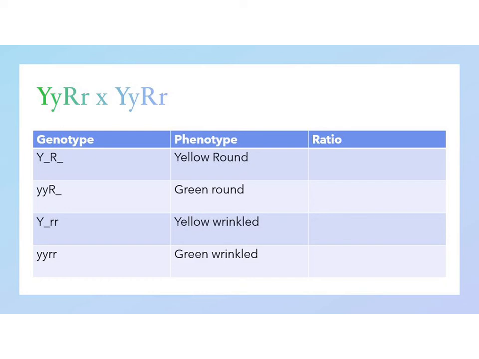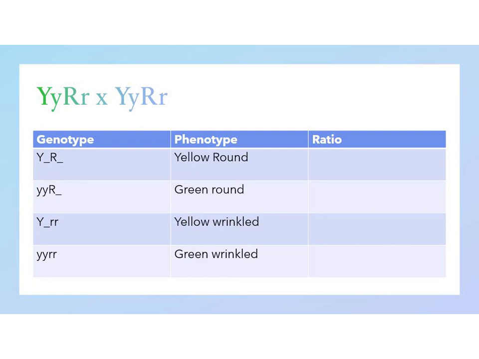The next phenotype is green and round. So for genotypes, in order for it to be green, you need 2 lowercase y's. And then for round, you need at least 1 capital R, and the second letter could either be a capital R or a lowercase r. Our third phenotype is yellow wrinkled. So for yellow, you have to have at least 1 capital Y. The second letter could be either a capital or a lowercase y. And then for wrinkled, you need 2 lowercase r's. And then the fourth phenotype is green and wrinkled. So for green, you need lowercase y's, and for wrinkled, you need lowercase r's.